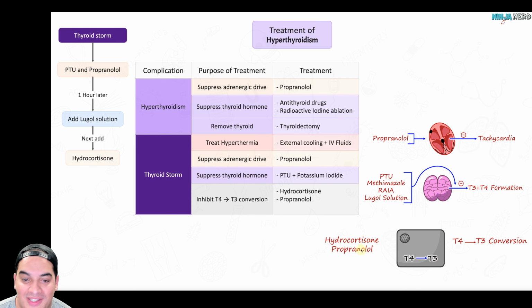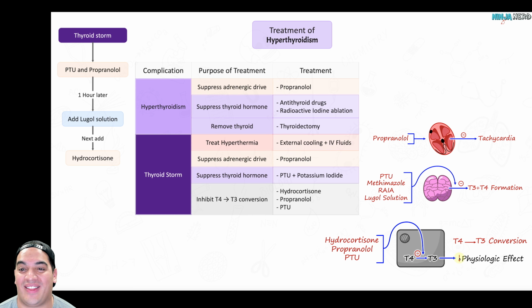Other drugs that do this as an add-on are propranolol and PTU. This is why PTU has been shown to be more effective in patients who have thyroid storm. Methimazole can't inhibit T4 to T3 conversion. So if I give these drugs, they suppress T4 to T3, and I reduce the physiological effect of any thyroid hormone that's getting out. You see how this happens? Again, suppress the tachycardia with propranolol. Shut down the thyroid gland from making T3 and T4. First, PTU. Methimazole is not as effective.